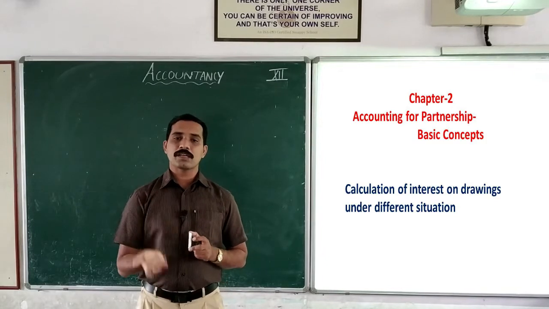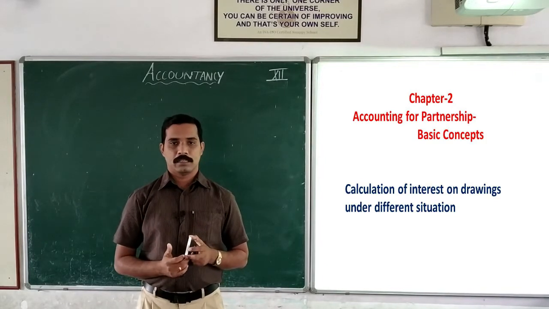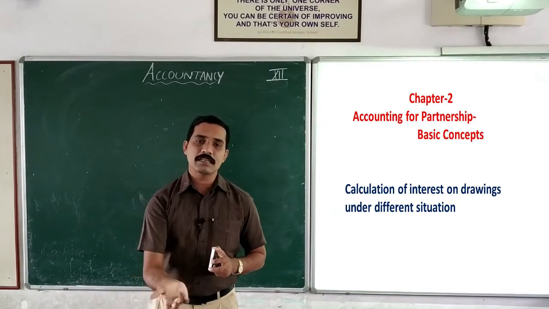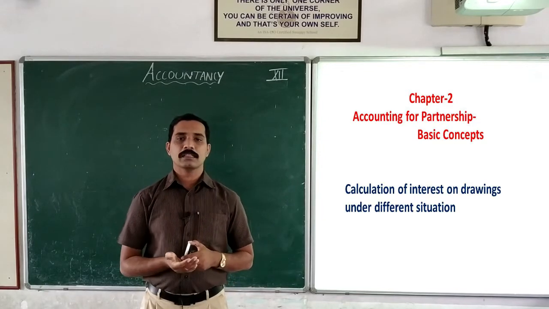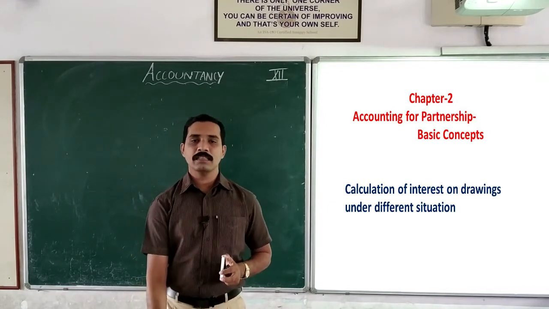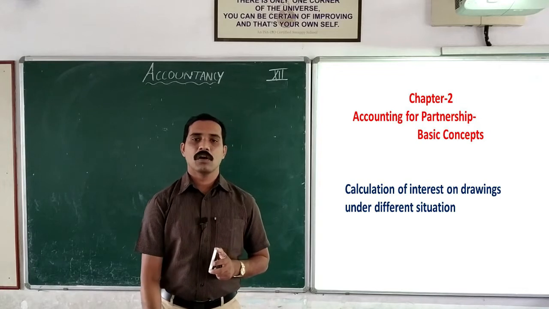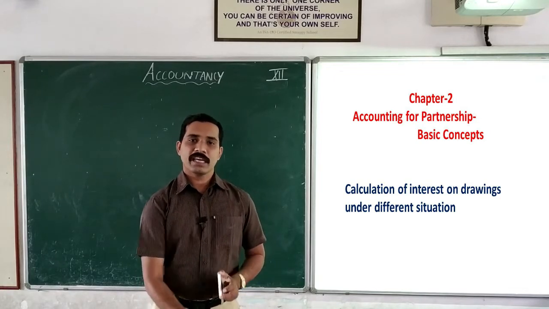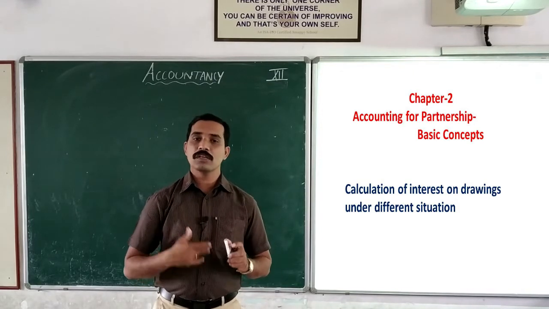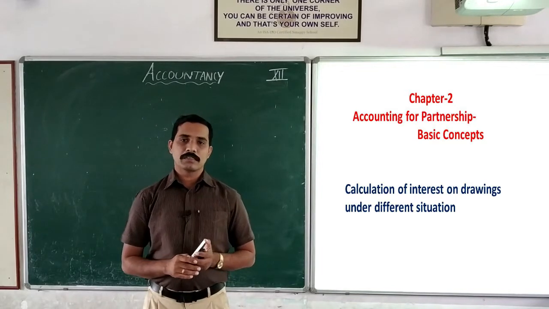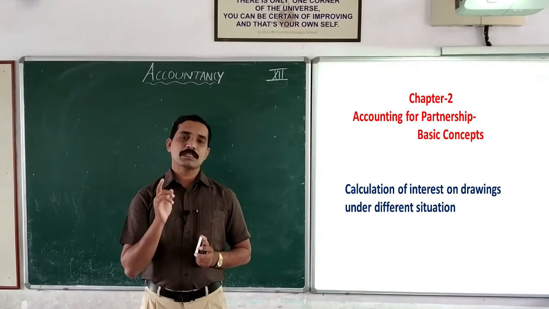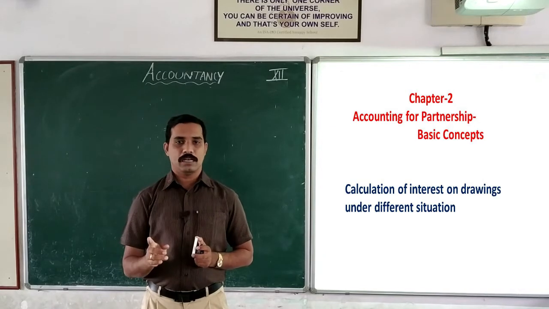Then what is the third case? When a fixed amount is withdrawn every month. In that, the fixed amount is withdrawn on the first day of the month, middle of the month or last day of every month. When a fixed amount is withdrawn on the first day of the month, what is the formula? Interest on drawings is equal to total drawings into rate into 6.5 divided by 12. Okay.